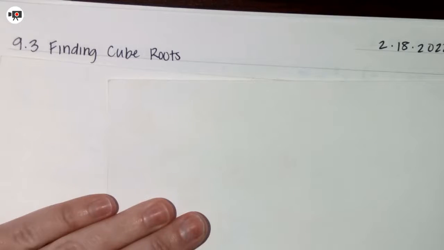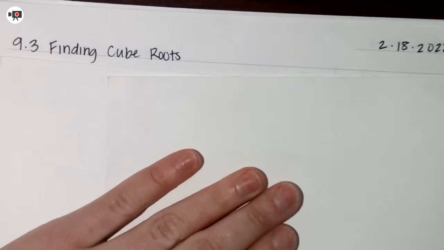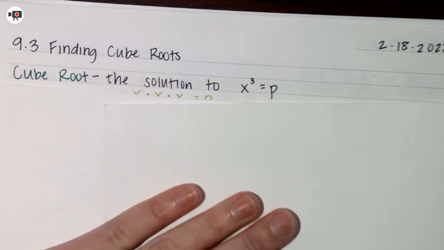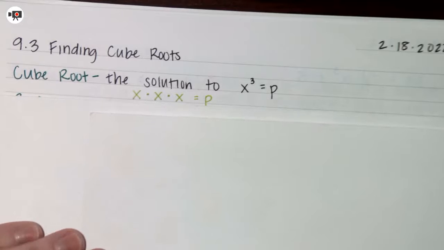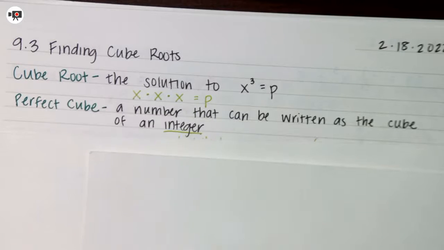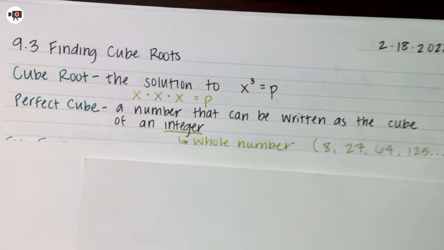This is 9.3, finding cube roots. So, a cube root would be the solution to x to the third equals p, where p is some number. So that means x times x times x equals p. A perfect cube is an integer, a number that can be written as the cube of an integer. An integer is a whole number.